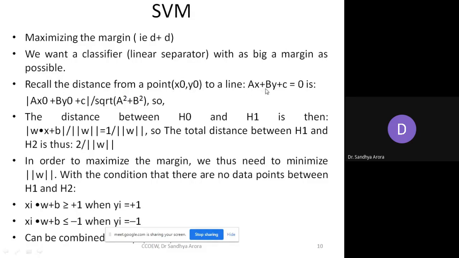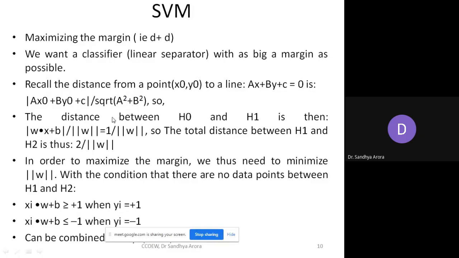Suppose your line equation or plane equation is ax plus by plus c equals 0. On the plane, the value is 0. On the positive side, the value will be greater than 1. On the negative side, the value will be less than 1. You want to identify the distance of a point to that line or plane. How do you calculate the distance? It is ax0 plus by0, the value of that point on the plane, absolute value, divided by the square root of a square plus b square.